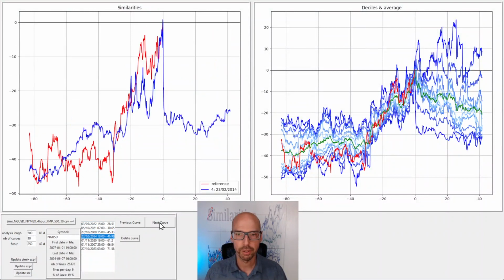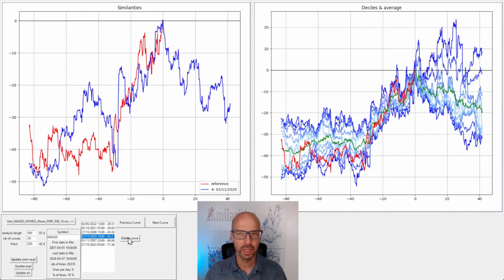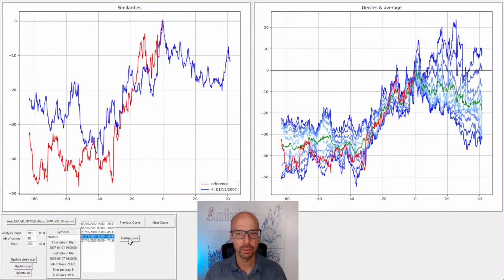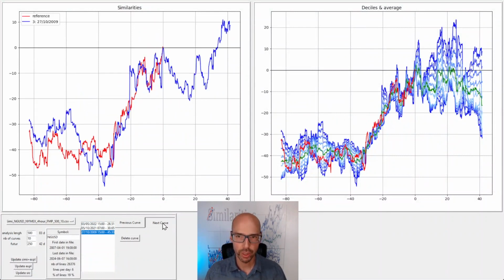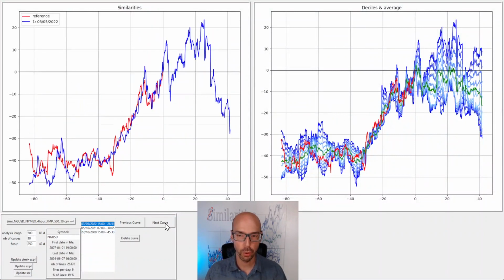Okay, let's switch to the next one, which is not similar. This one is going to be a no, and this one is going to be a no, and this one is going to be a no. It's really far away here, so yeah, no. So we only have 3 curves, so low index of confidence.